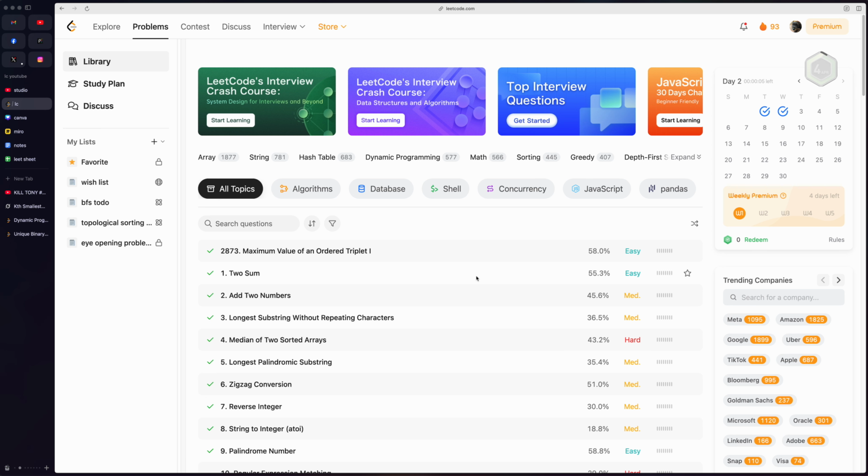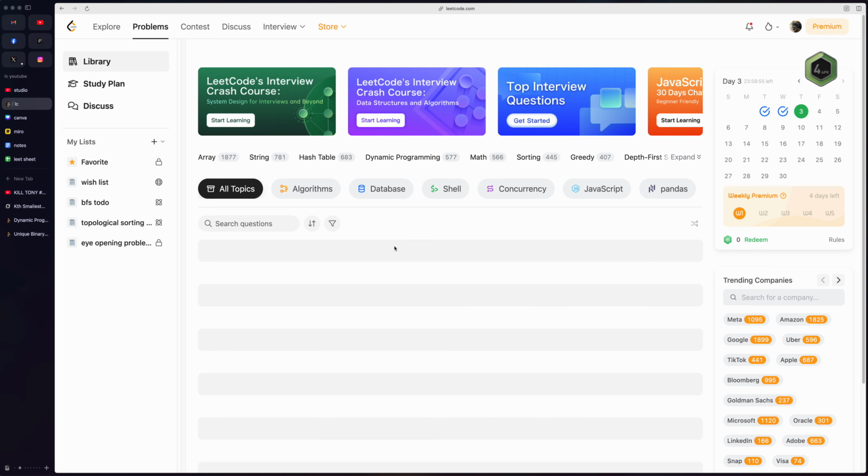So today's April 2nd, and I'm gonna do another LeetCode daily challenge. I'm still kind of sick, so maybe I'll just try to do this one quick if I can.